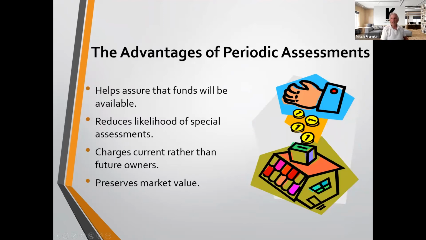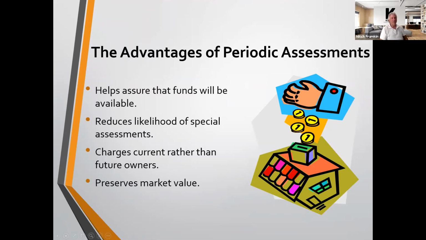The advantage: make sure the funds will be available, reduces the likelihood of special assessments or borrowing. The key thing here, which I should actually move to the top of the list, is it charges current rather than future owners. And let me give you my classic example of a roof. A roof has a 20-year life, let's say. You don't set aside money. Somebody lives there for 19 years. Year 20, they move out. Somebody else moves in. It's time to replace the roof. So what happens?